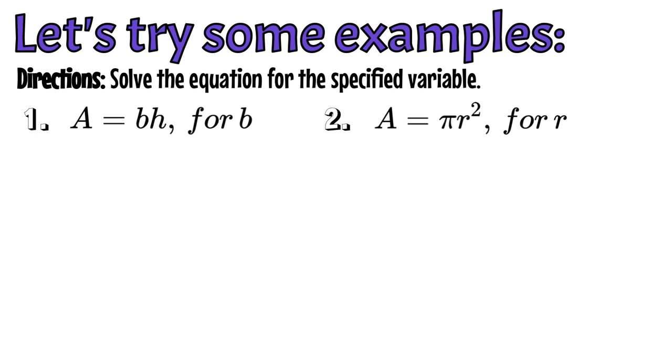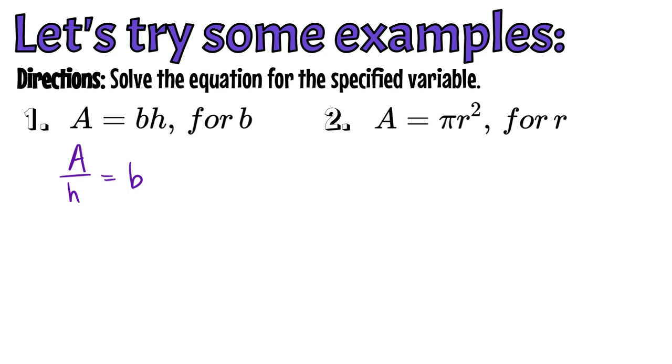So if we wanted to solve for B in this equation, we see that we have area equals base times height. So we want to divide both sides by h. So that gives us A over h equals B. So we see that the base equals the area of the triangle divided by the height of the triangle.